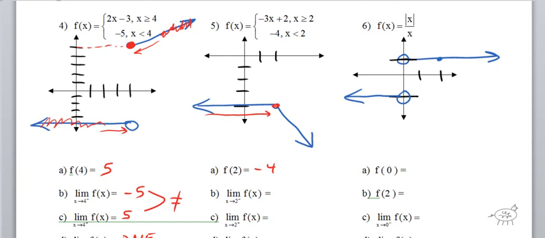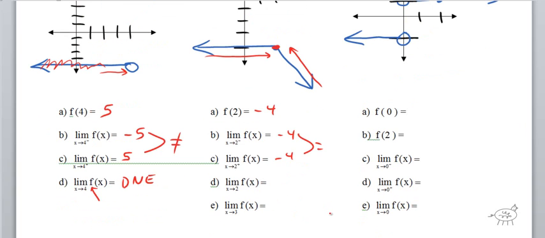Okay, right there. Oh, well, I'm getting close. What's the value of y? Negative 4. What about from the other side? Getting close. Oh, negative 4. So because these are equal, that two-side limit is negative 4.